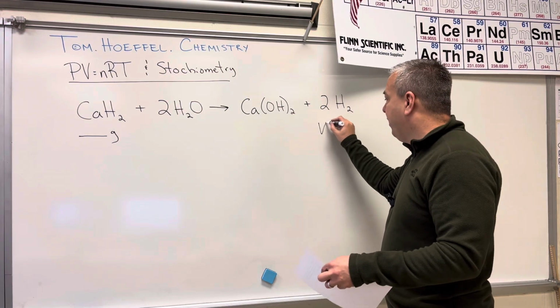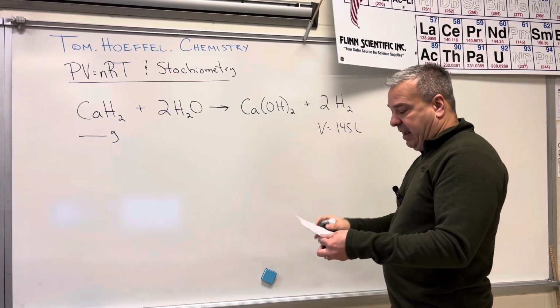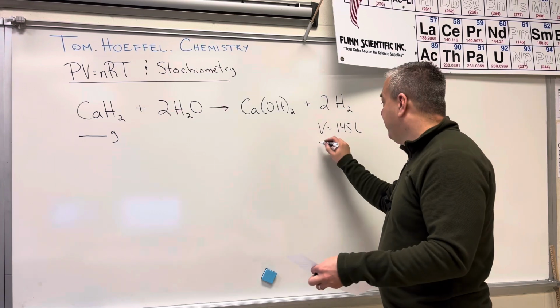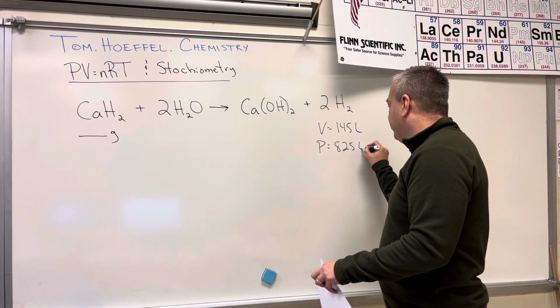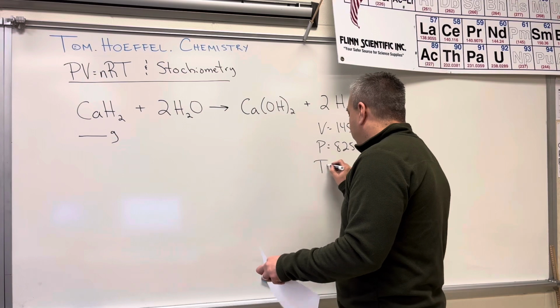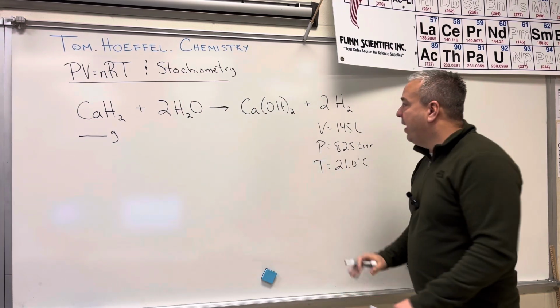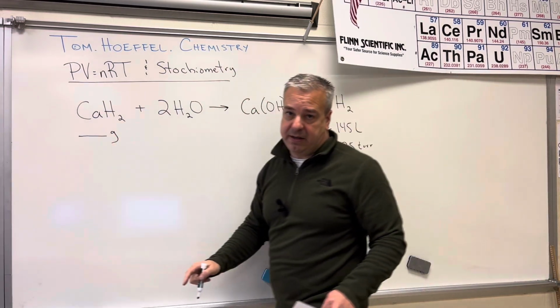It gives me a volume that's 145 liters. It gives me a pressure of 825 torr, and it also gives me a temperature of 21 degrees Celsius. So I'll have to use this information to get all the way over here to calcium hydride.